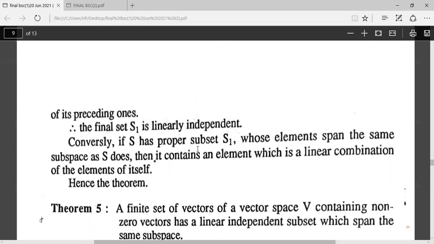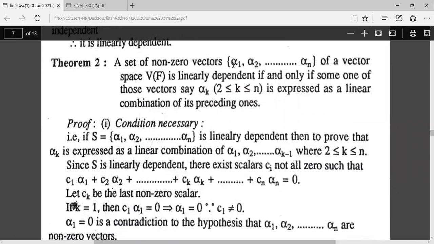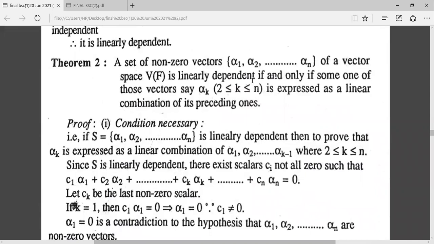So the theorem reads like this. The set of vectors alpha 1, alpha 2 to alpha n of a vector space V of F is linearly dependent if and only if some one of those vectors, say alpha k, is expressed as a linear combination of the preceding ones. The meaning of this is, if you have expressed alpha k as the linear combination of the preceding ones, then that set of vectors is linearly dependent.